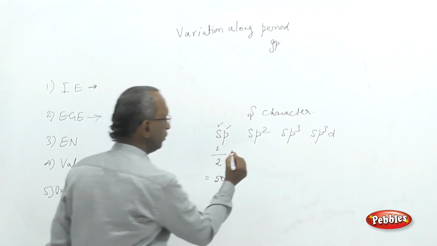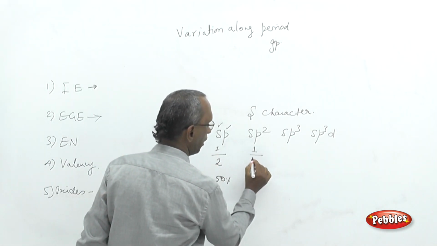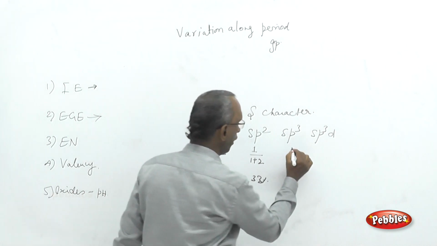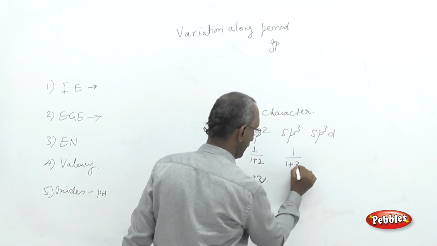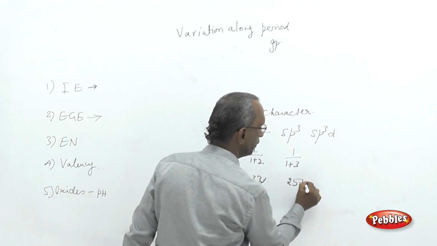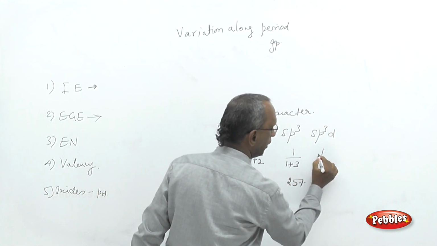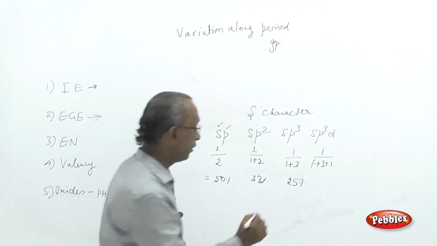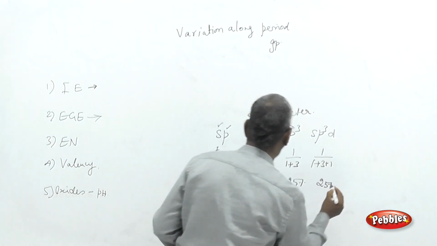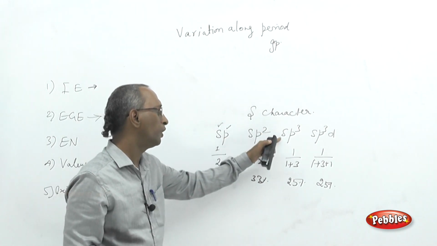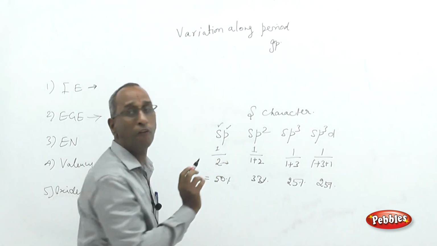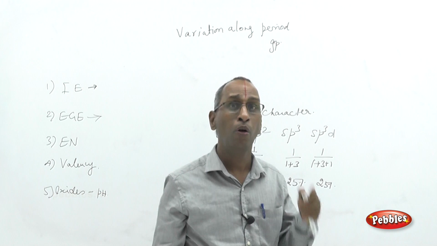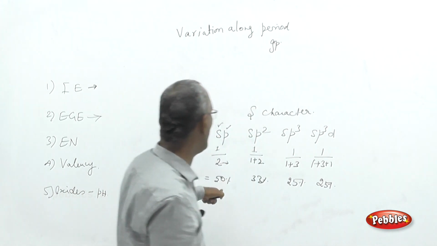In the case of sp2, the number of s orbitals is 1, but the total is 1 plus 2, that is 3, so 33%. For sp3 it is 1 by 1 plus 3, so 25%. For sp3d it is 1 by 1 plus 3 plus 1, which is 1 by 5, 20%. So these are the different types of hybridization. The denominator denotes the total number of orbitals, whereas the numerator denotes only the number of s orbitals. This is called s character.